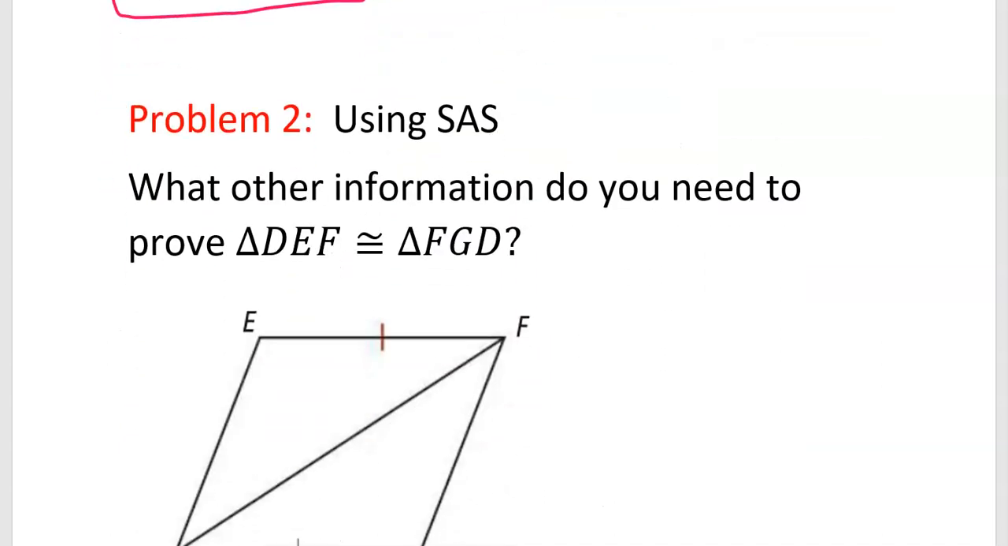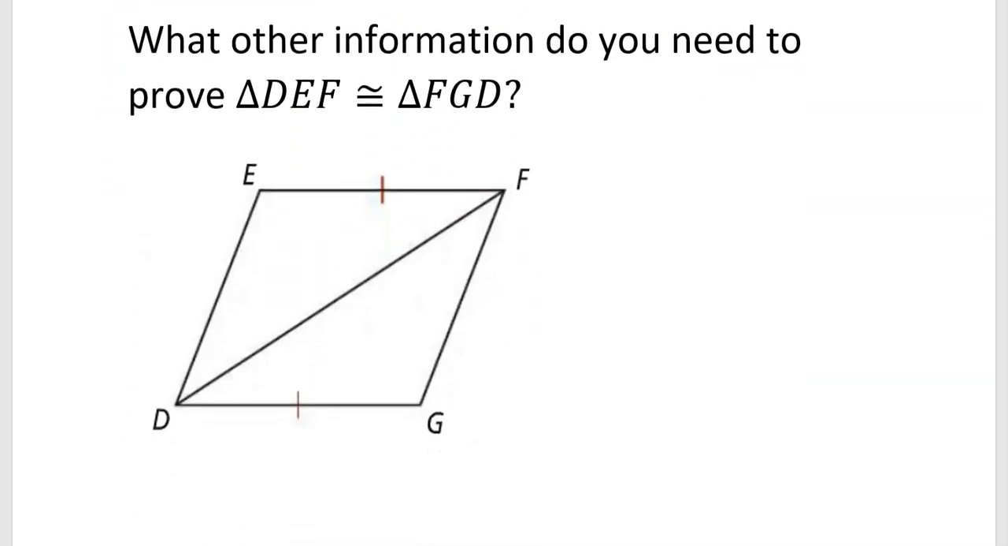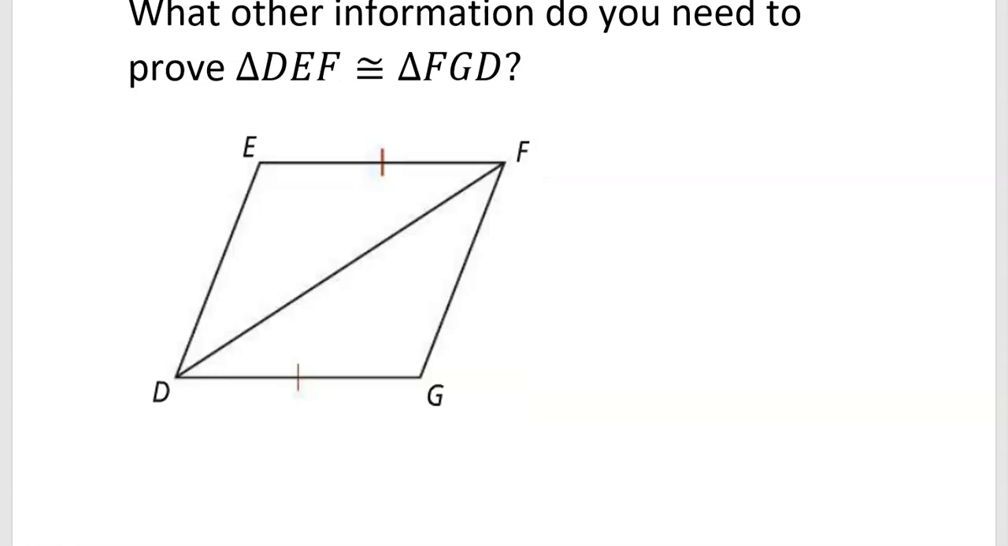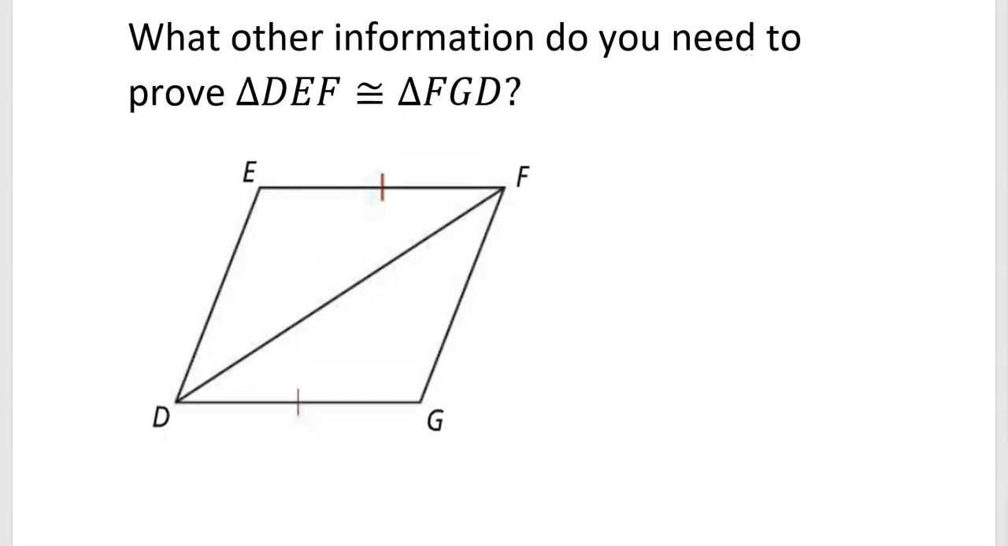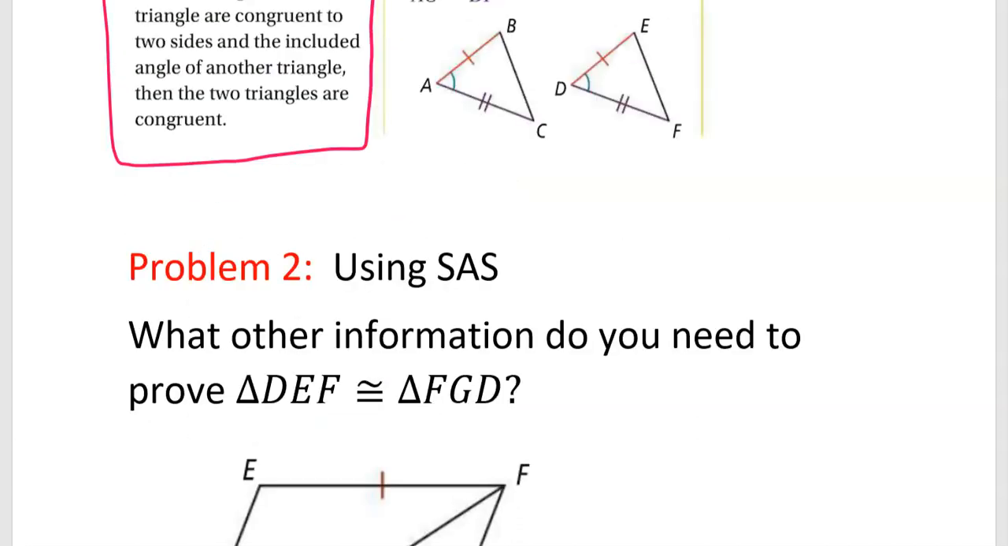Okay, so here's a second example using side angle side. This one says, what other information do you need to prove triangle DEF is congruent to triangle FGD? So this is kind of a proof, but they don't necessarily request it in a two-column format, so there's nothing below it. They're just looking at it going, okay, if you want to do side angle side, what else would you need? And before we do that, we're going to go back to this picture so I can tell you what that included angle means.